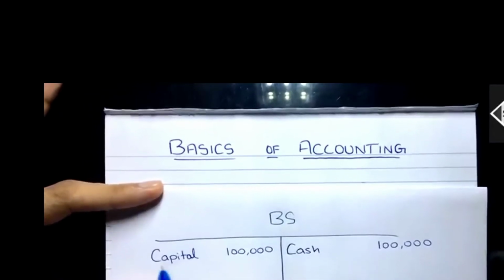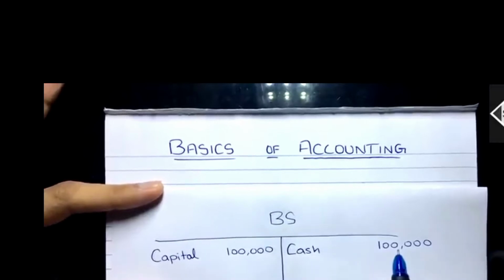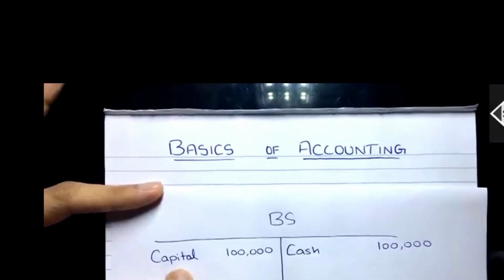And how is this your capital? This is your capital because you invested this money. Yes, and now you have a claim on the total assets of your company. Now the total asset of your company is 1 lakh only, so you have the entire claim on this 1 lakh. Is that clear? That's what I said in the definition of capital, right?